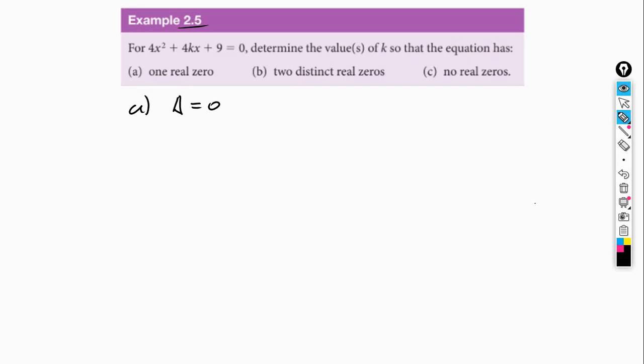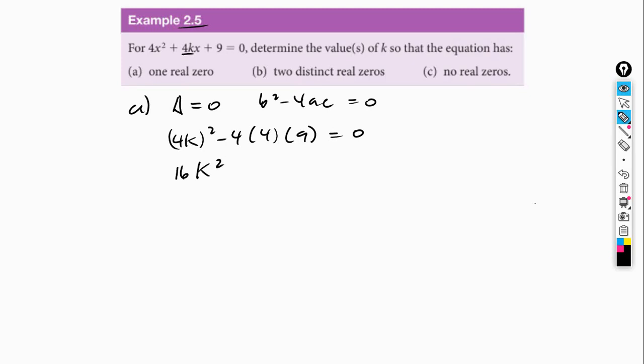Therefore, b squared minus 4ac must equal 0. So notice that this is going to be 4k squared, right? That's going to be b, 4k, right here, minus 4 times a, which is 4, times c, which is 9. So notice that this has to equal 0. And then we're going to get 16k squared minus, and I'm going to use this here, which is 16 times 9 should equal 0.